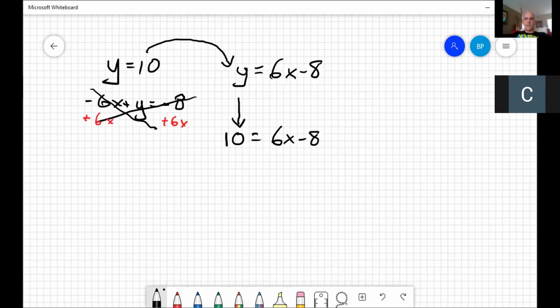So this is a two-step equation technically, right? So first thing I want to do in this two-step equation is get this x term by itself by getting rid of this one. So I want to get this off of that side. So I'm going to say plus 8 and plus 8. All right, so that's going to equal 18 on this side and leave me with a 6x over here.